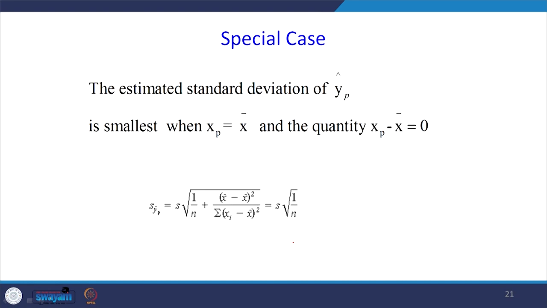The estimated standard deviation of y hat p is smallest when xp equals x bar. So what will happen in the previous equation when you substitute xp equal to x bar? This term will become 0. So the remaining is s times the square root of 1 by n. You see that this is similar to the result of the central limit theorem. The standard deviation of a sampling distribution is sigma by root n. It is similar to that.